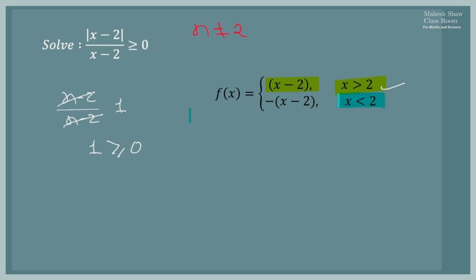Now in case 2, when x is less than 2, we have |x - 2| as negative of x - 2. So if I replace this with negative of x - 2, this results to give you negative (x - 2) over (x - 2). And this can be reduced to give you -1. But -1 is not greater than or equal to 0. Instead, it is less than 0. So we'll say that x less than 2 does not satisfy this inequality.